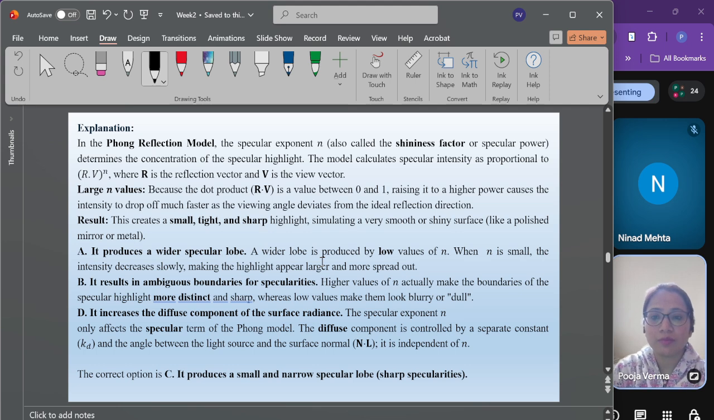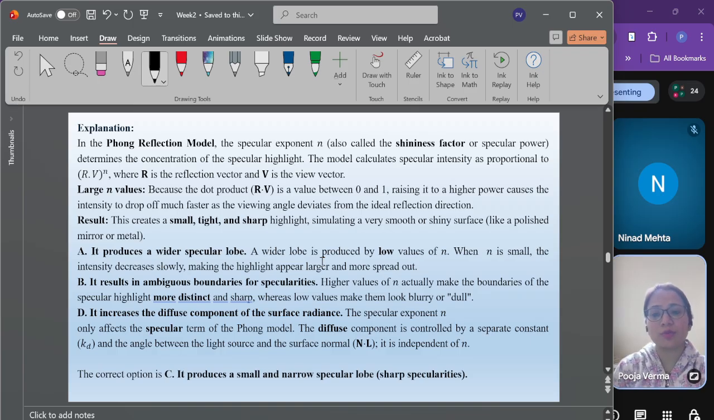So if large values of n occur, because the dot product of R and V is a value between 0 and 1, raising it to a higher power causes the intensity to drop off much faster as the viewing angle deviates from the ideal reflection direction, and that results in small, tight, and sharp highlights, simulating a very smooth or shiny surface, like polished mirror metal.